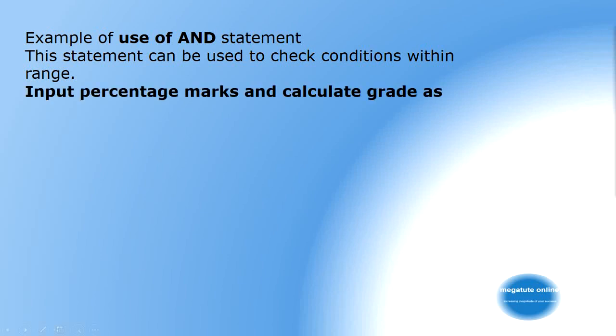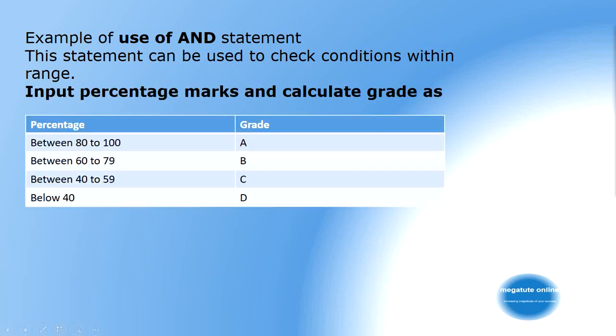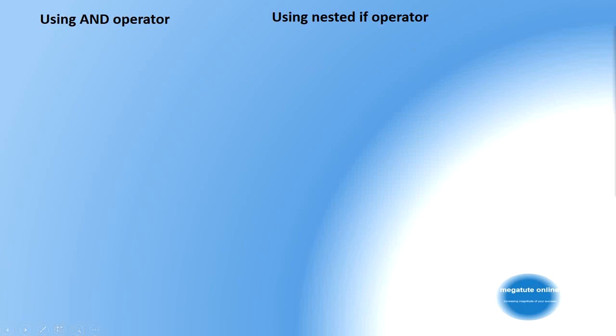Input percentage marks and calculate grade. The grading has been given to me. Suppose if it's between 80 to 100, it is A, 60 to 79 is B, 40 to 59 is C, and below 40 is D. All right. So let me explain how we do it in both cases.